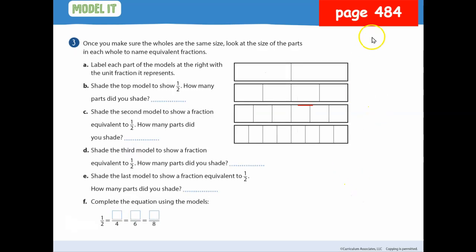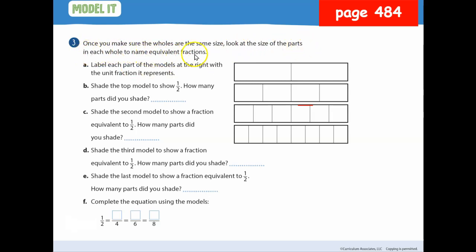Go to 484, right here. It says once you make sure the holes are the same size, so look, all of these are the same size, correct? Yes? Yep. They're all the same size. Okay. Once you make sure the holes are the same size, look at the sizes of the parts.